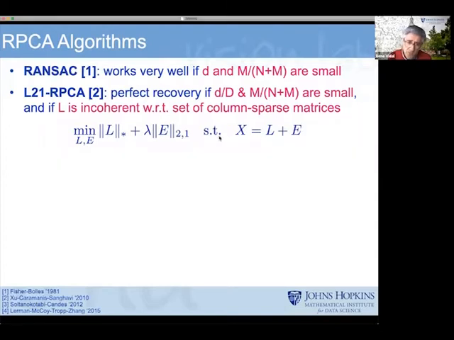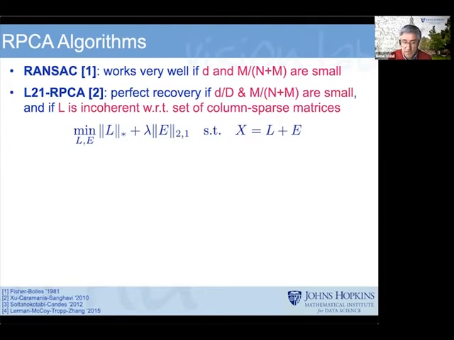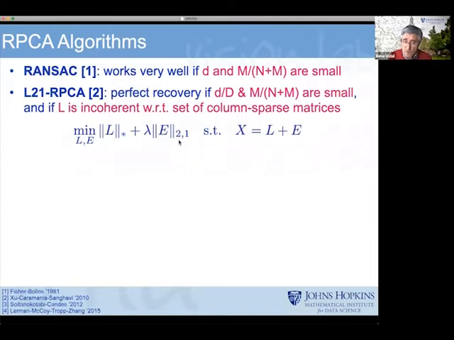And then you just seek a convex surrogate, which is the nuclear norm plus the 2,1 norm of the matrices L and E respectively. And again, this method works very well. In fact, you can prove that you perfectly recover the subspace and perfectly recover the outliers, provided again that the dimension of the subspace is small relative to the ambient dimension, and also provided that the percentage of outliers is small.